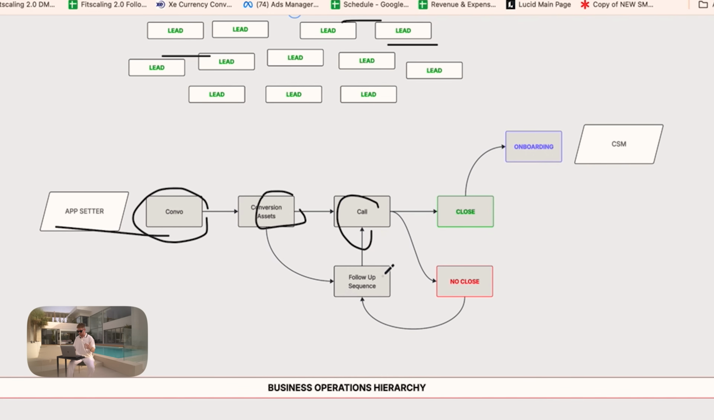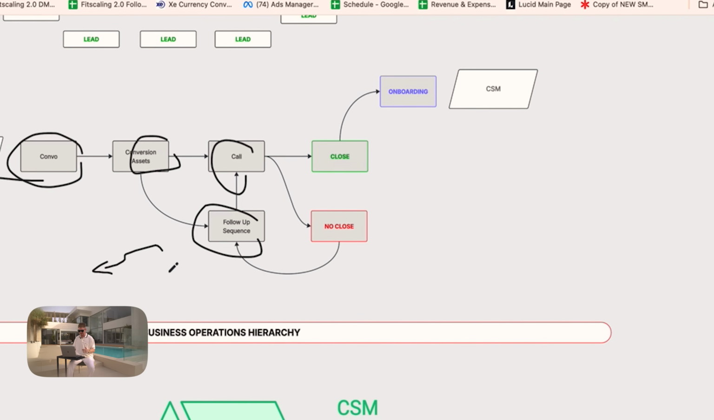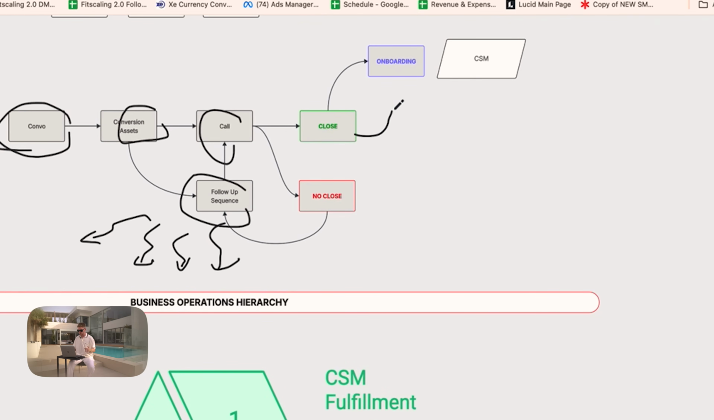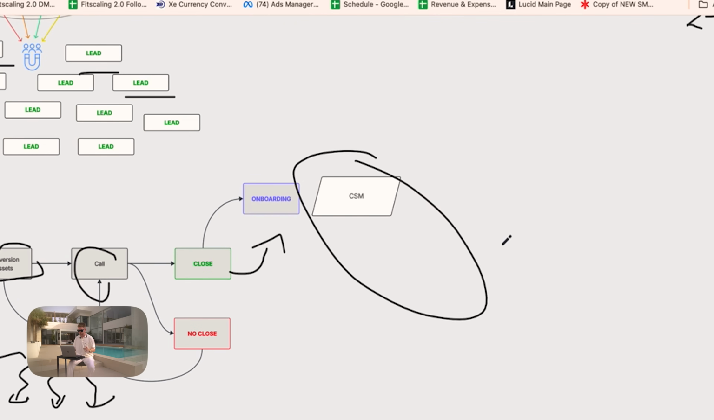If anything happens on the call and it doesn't close, you need to follow up. You need to have the right follow-up sequence, with at least 5 to 10 different touch points before someone even jumps on the call, not just as follow-ups. And if it closes, of course, the onboarding needs to be taken care of by the CSM, okay? You need to have a client success manager in place.